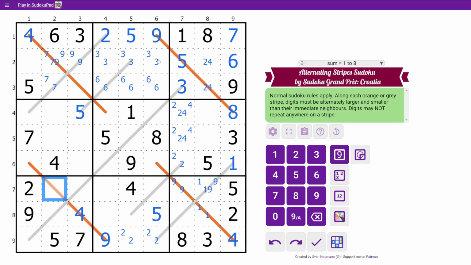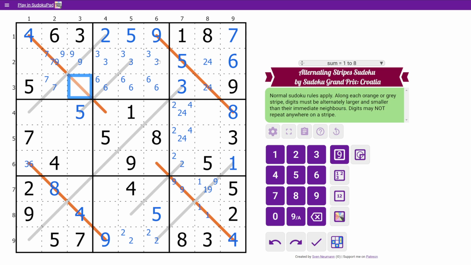So I'm going to say this has to go back up. Can't be 5, can't be 6, can't be 7, can't be 9. This has to go back down now. It can't be 1, 2, or 4. It has to be 3 or 6. This has to go up. It has to be 7 or 9. So it has to go down from 7 or 9.